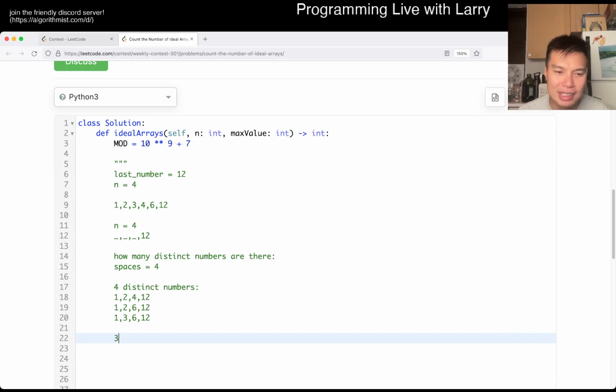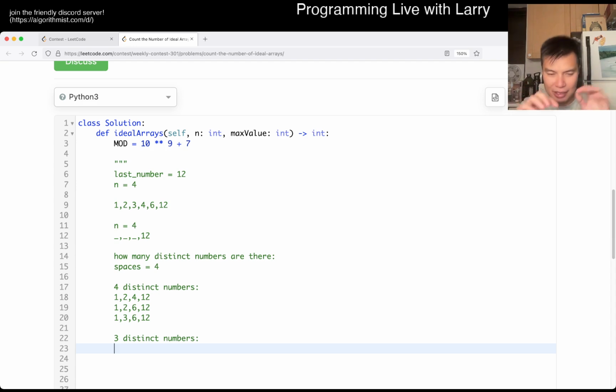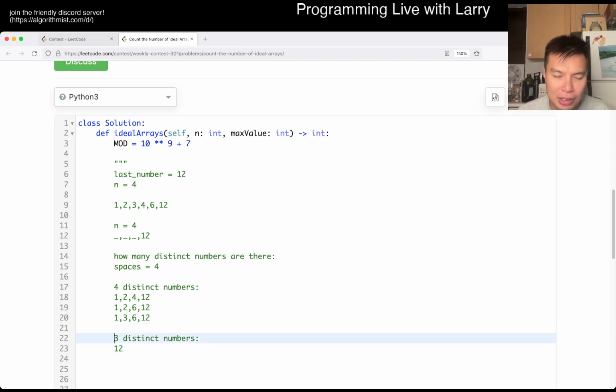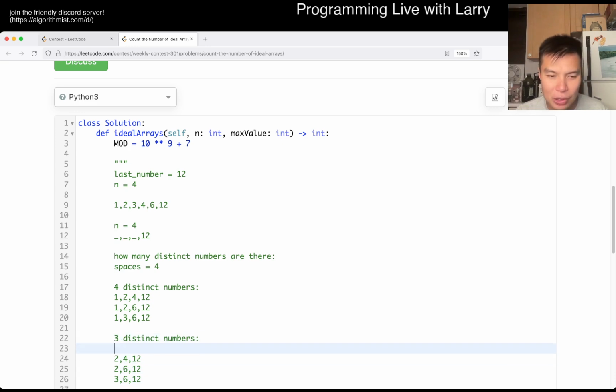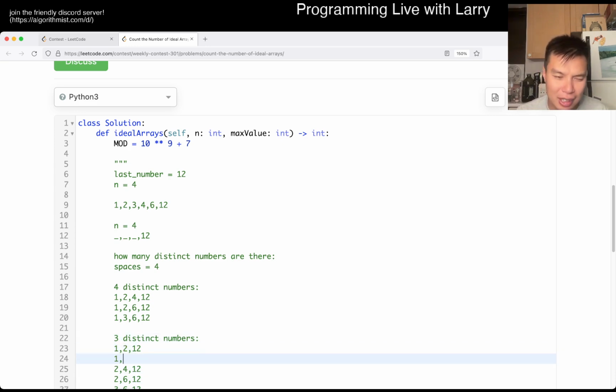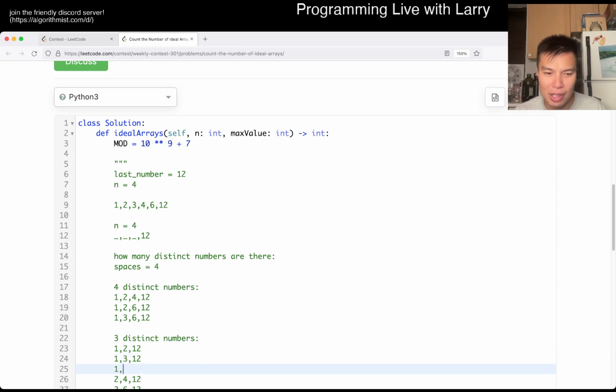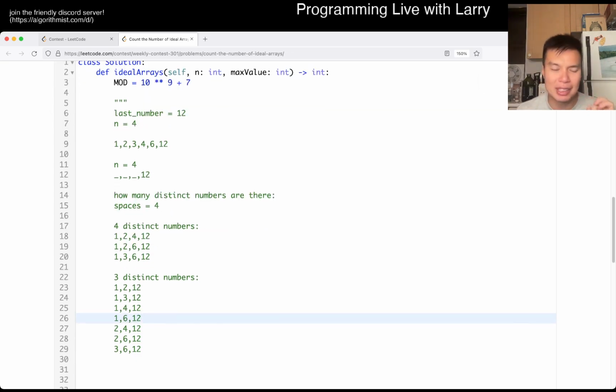So now let's say we have 3 distinct numbers, right? What does that look like? Also, let's see. No, maybe this is it. I was trying to think whether I missed one. Now let's not worry about the spaces for now. Let's count how many ways there are to do 3 distinct numbers. So there's 2, 4, 12. There's 2, 6, 12. There's 3, 6, 12. There's 1, 2, 12. 1, 3, 12. 1, 4, 12. 1, 6, 12. Something like this, right? I don't know that I got all of them, to be honest, but this is roughly the idea.